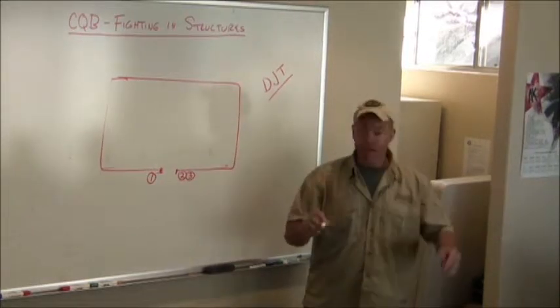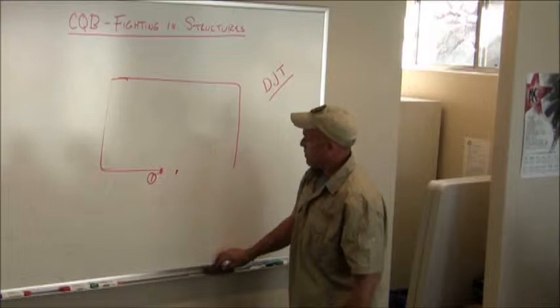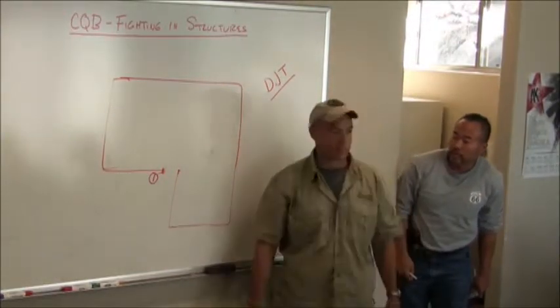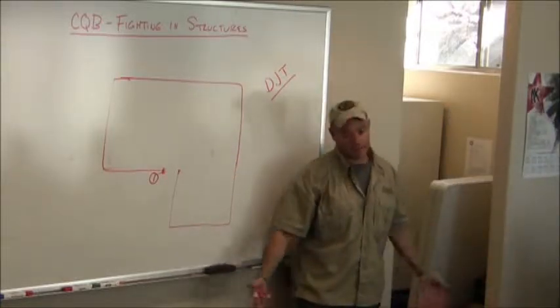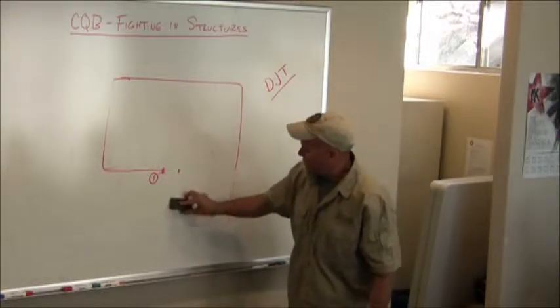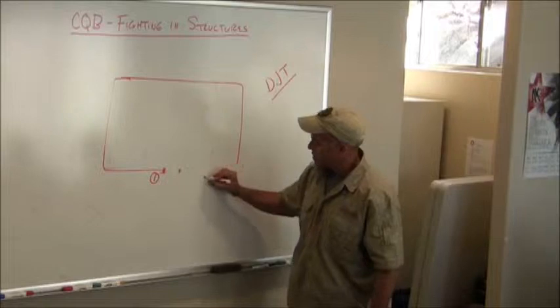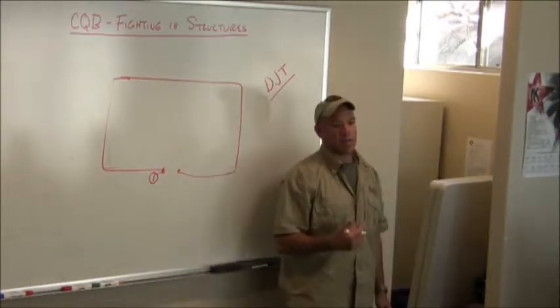Now, here's an example when it's not possible. The entry is configured like this. Can't do much there. So again, remember, that's why we have a variety in tactics so that you can adapt to whatever your problem is going to be.